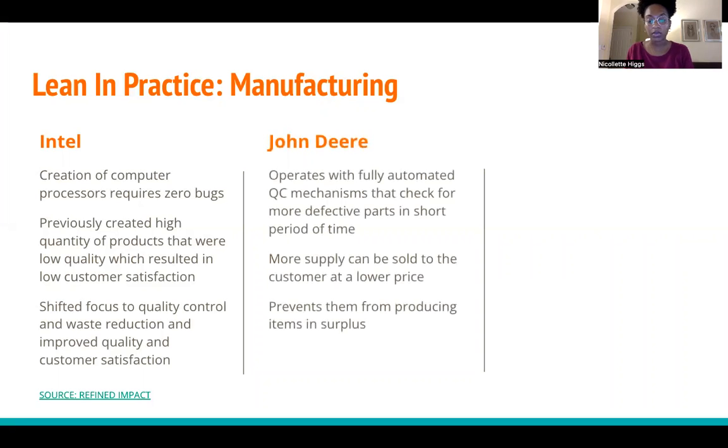John Deere operates with a fully automated QC system for quality control, and the system checks for more defective parts in a short period of time.